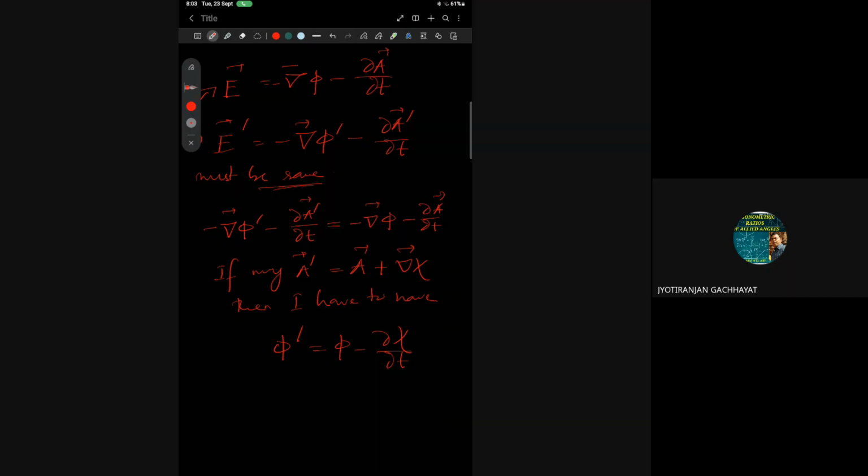We can change the vector potential and scalar potential, which we call a gauge transformation. We can change a constant quantity, that is, we can increase the potential or decrease the potential by a constant quantity so that the field will not change. Field will not change means the dynamics will not change. So simultaneous transformation of vector potential and scalar potential leave the electric field and magnetic field invariant. Okay.